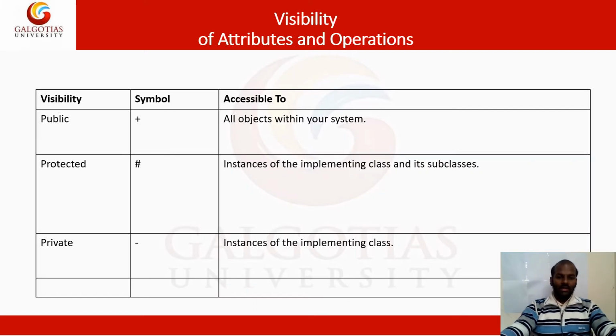And I told you already, in a class diagram you can take a plus symbol, a minus symbol and a hash symbol. The plus symbol we call public, the minus symbol represents private, and the hash symbol represents protected. So these are three different symbols which provide detail about your particular class. So plus is all the objects within your system, hash is an instance of the implementation class and its subclasses, and minus is an instance of the implementing classes.